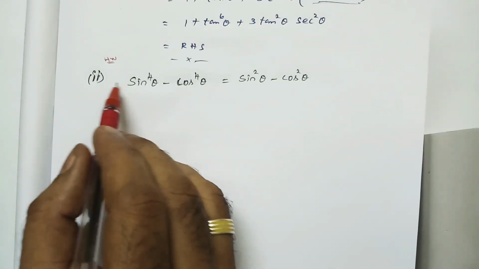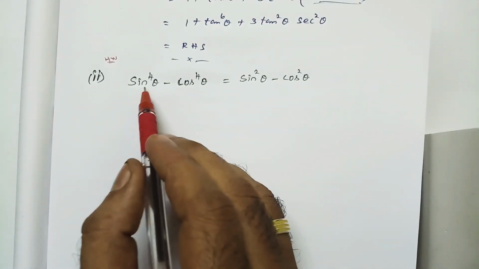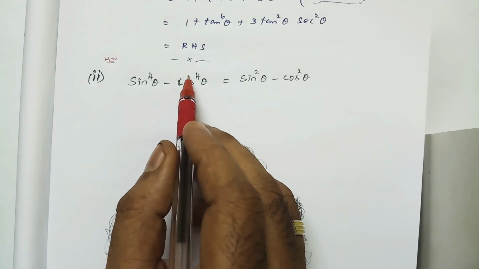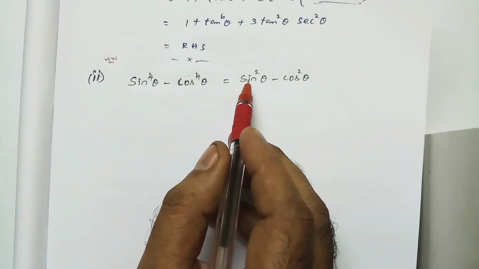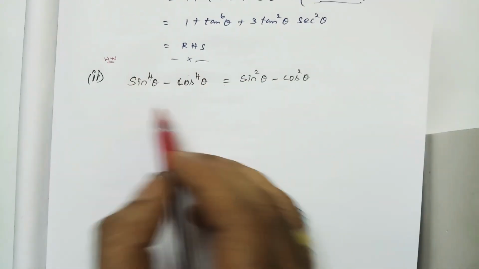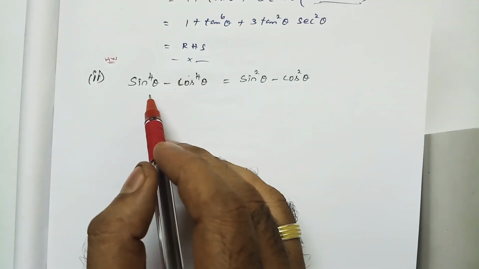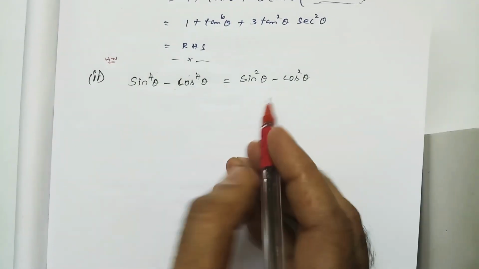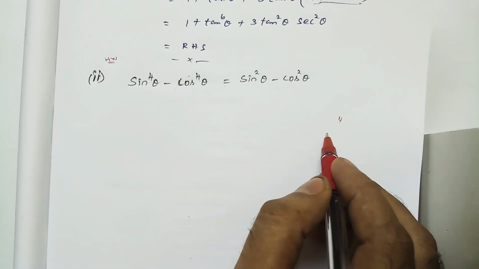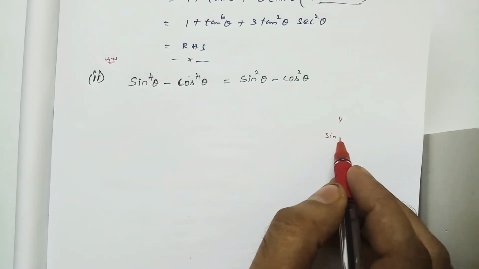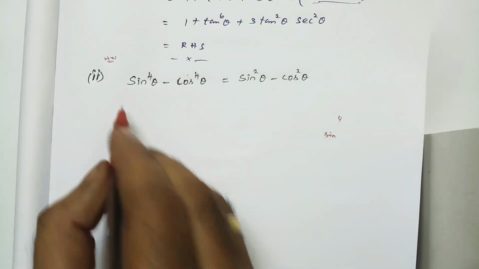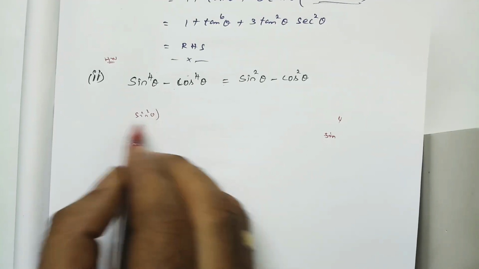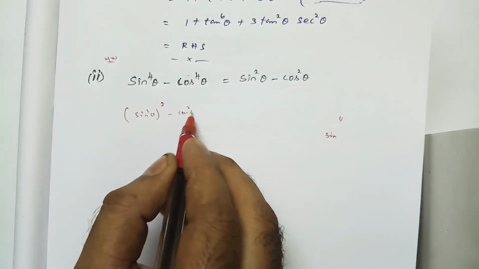Sum number 2, homework sum. You can take it as a homework sum. Sin power 4 theta minus cos power 4 theta is equal to sin square theta minus cos square theta. So we are going to take the LHS. How will it be? Power 4. I told you that if the power is 4, how do we write it? Square to the square, 2 power 2. So how are we going to write? Sin square theta the whole square minus cos square theta the whole square.